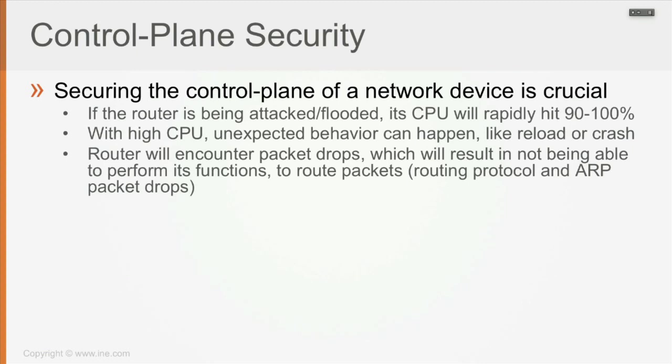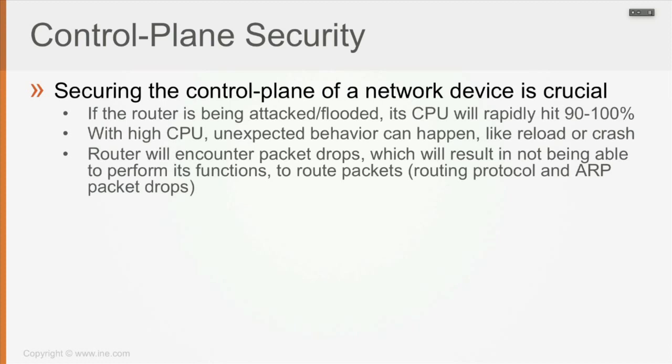So control plane, as you can imagine, based on when we defined the planes of a network device, the functionality of the control plane is crucial to the network. That means that securing the control plane is a very important aspect in general. Because if the router is being attacked or flooded and its CPU is rapidly hitting 90 to 100% load, then with high CPU, unexpected behavior can happen, like the router can reload or crash.